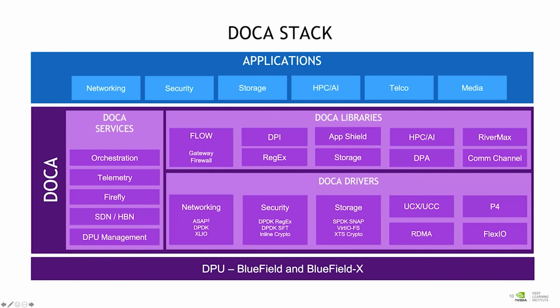Immediately below, the DOCA drivers represent the software components that, in part, DOCA libraries help abstract and future-proof, but they are also available to directly accelerate applications. For example, in the networking block of DOCA drivers, ASAP Squared is a runtime accelerator that accelerates Linux kernel TC, OVS kernel, and OVS DPDK data paths natively.